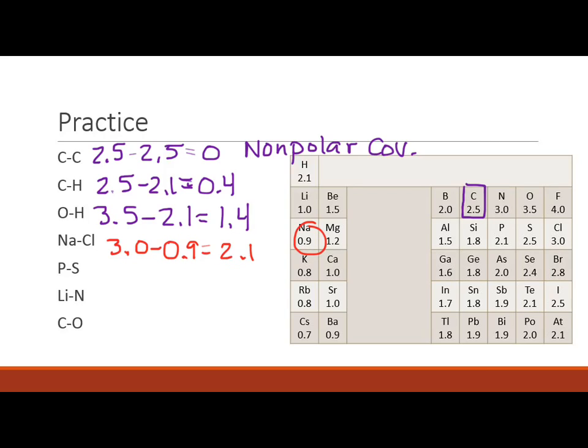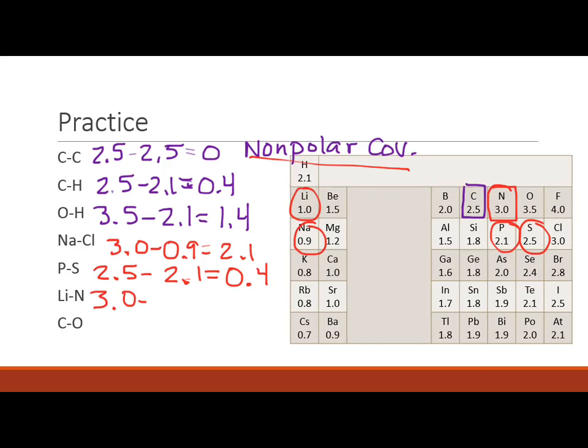All right, what about phosphorus and sulfur? Well, sulfur is a 2.5, so that's the larger value. The smaller value is 2.1. So that would be a difference of 0.4, which is a nonpolar covalent bond yet again. What about lithium and nitrogen? Lithium is way over here at a 1.0, nitrogen's a 3.0.